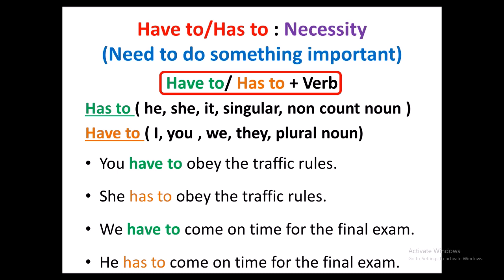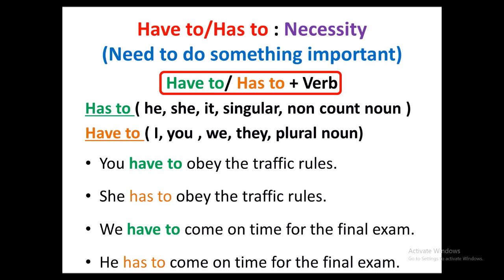Now, okay, again, we use have to or has to for necessity. Need to do something very important, okay? Like you have to wear ID card. When you go to school, you have to wear uniform. When you go to school, you have to see the doctor when you are very, very sick. Otherwise, you will die, okay?